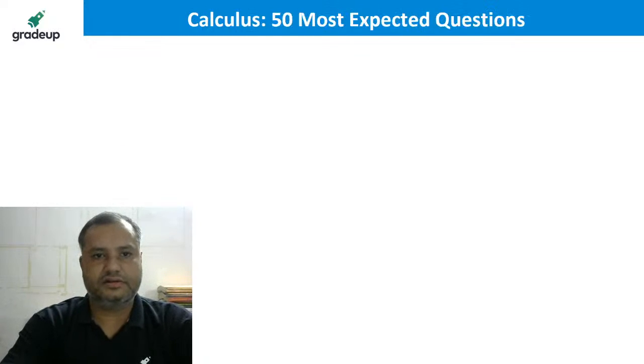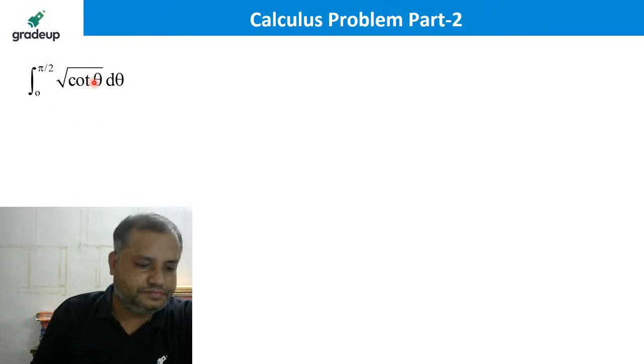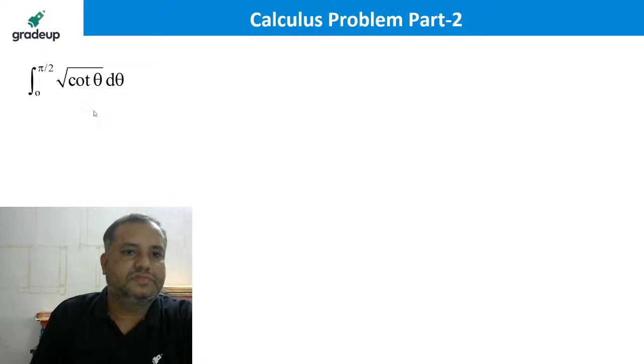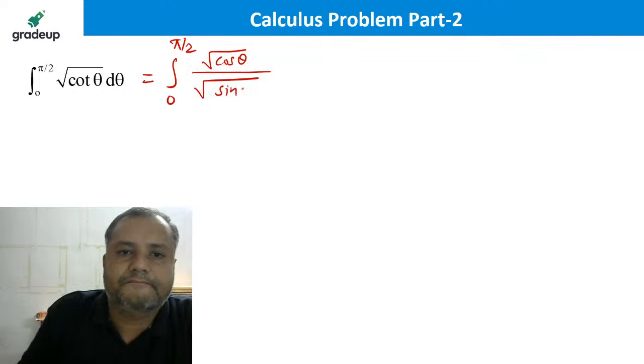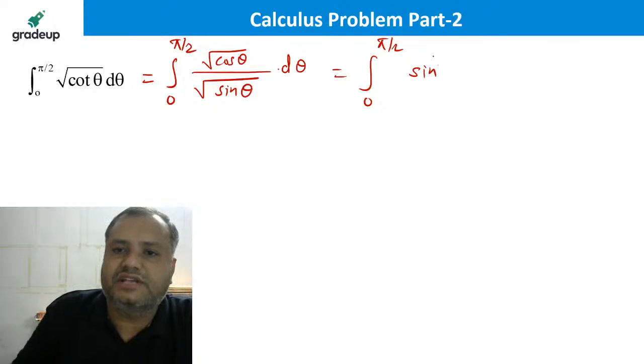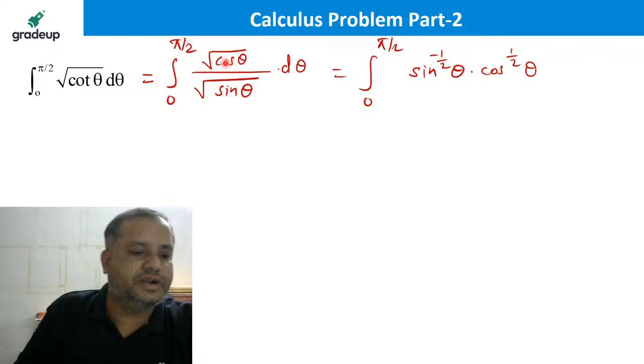Integral 0 to pi by 2 root of cot theta. How can we approach this? Root of cot theta is root cos theta upon root sin theta d theta. Now the denominator sin theta is brought to the numerator, so its power will become minus 1 by 2. And cosine is already in the numerator, so its power will be positive.